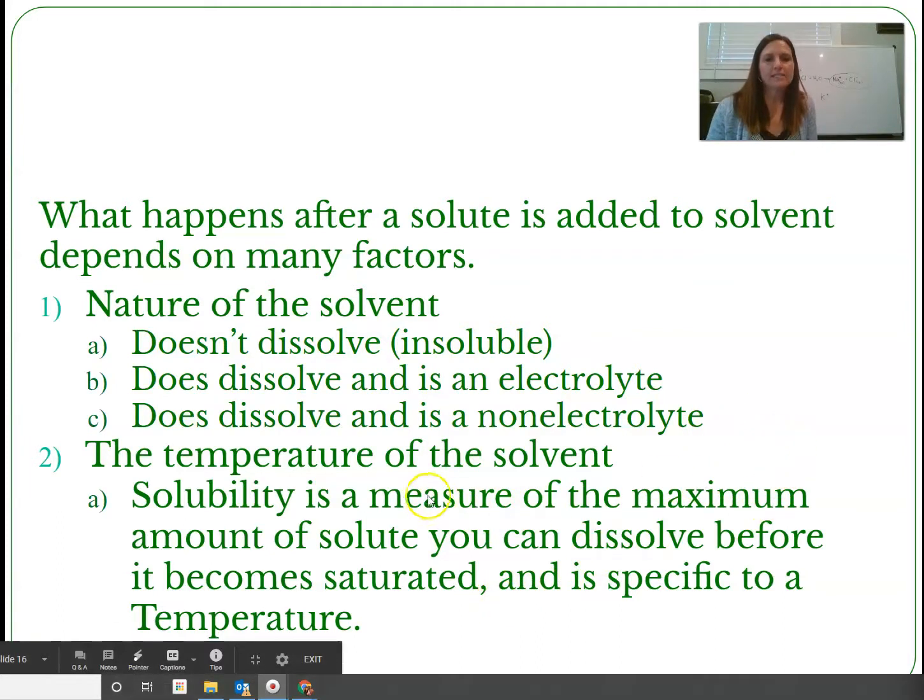A way to affect the rate of solution is by affecting the temperature of the solvent, and we will continue with that in our next video.